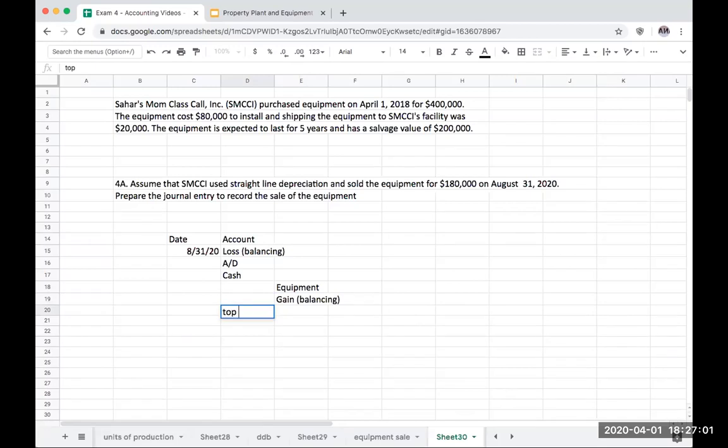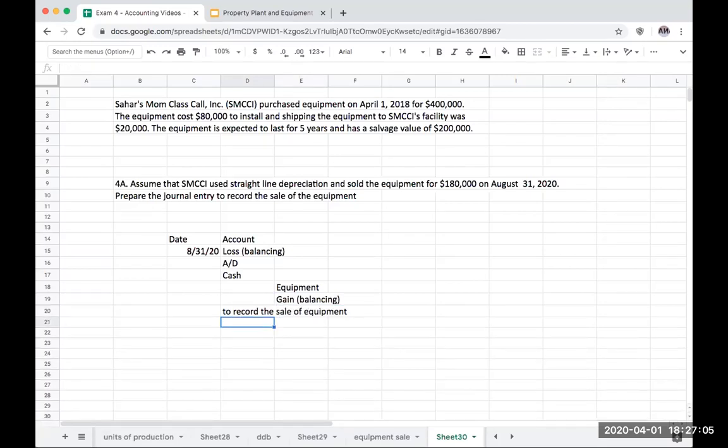And this is going to be to record the sale of equipment. Okay. So when I'm looking at this here, my equipment essentially cost me $500,000, right? It's the acquisition cost, so I'm going to be crediting my equipment for $500,000. The other thing that I know is that my cash received was $180,000, because it tells me right over here that I sold it for $180,000.